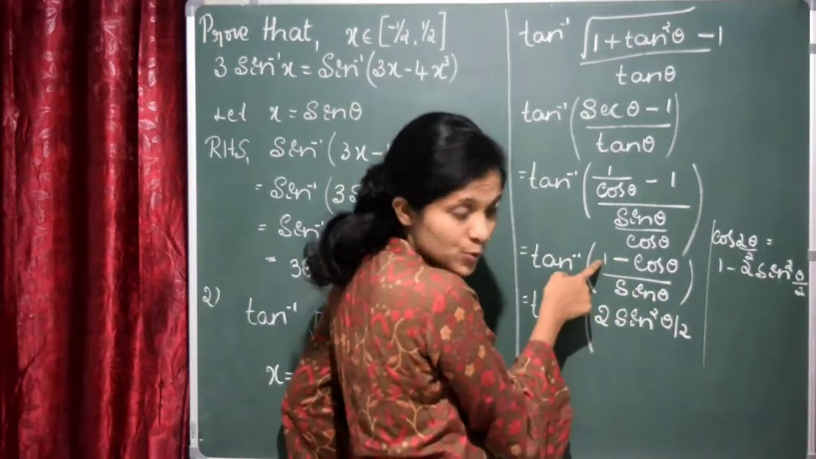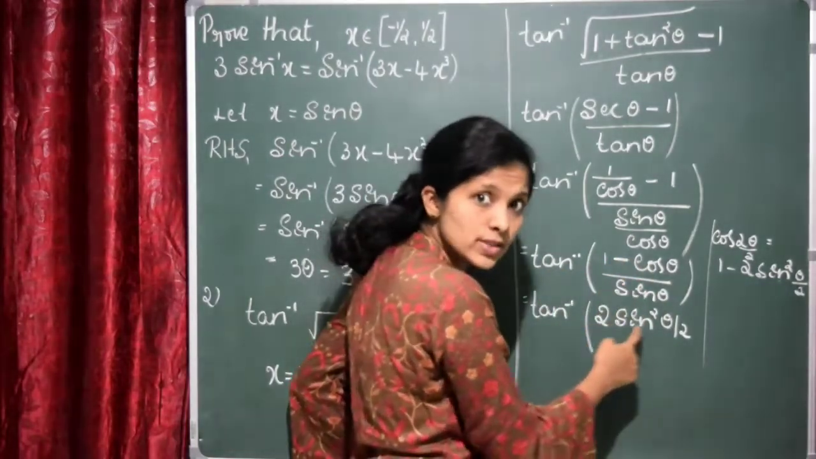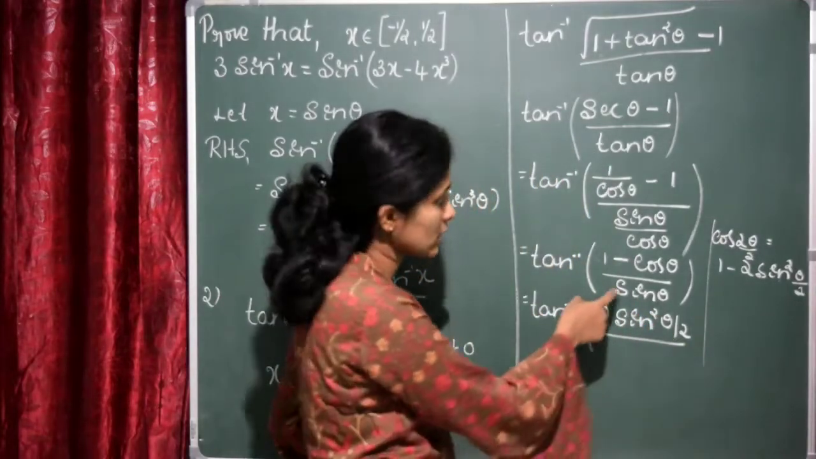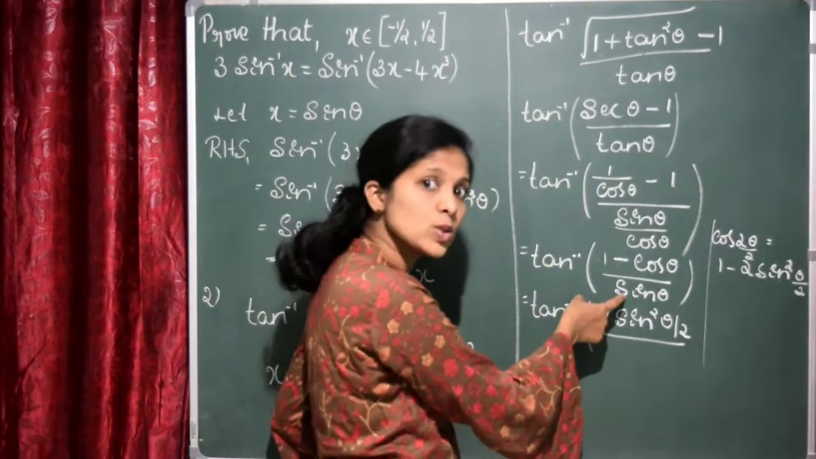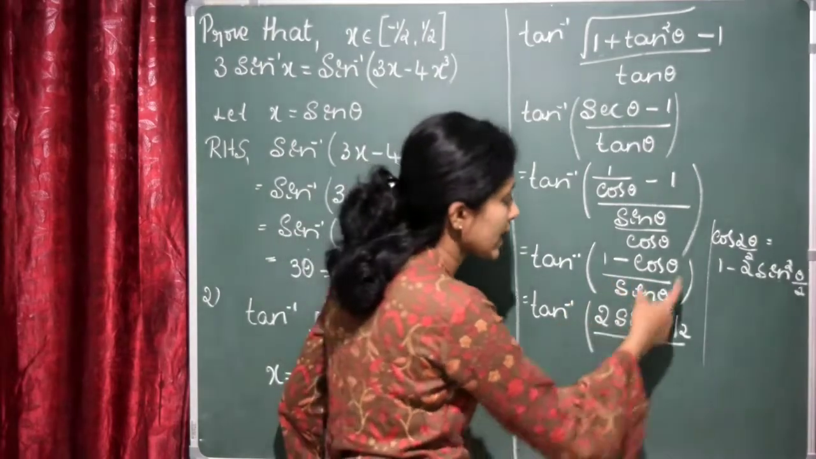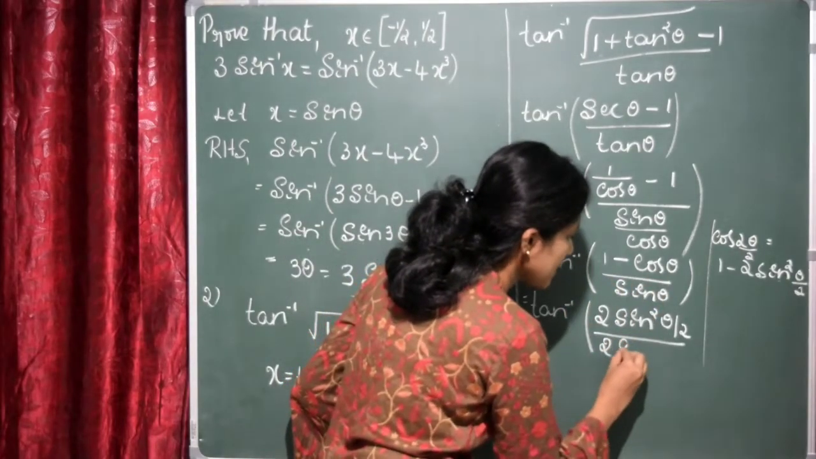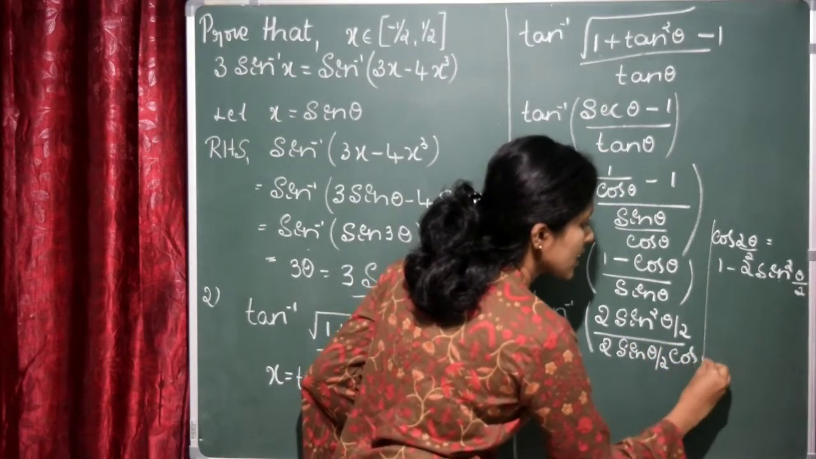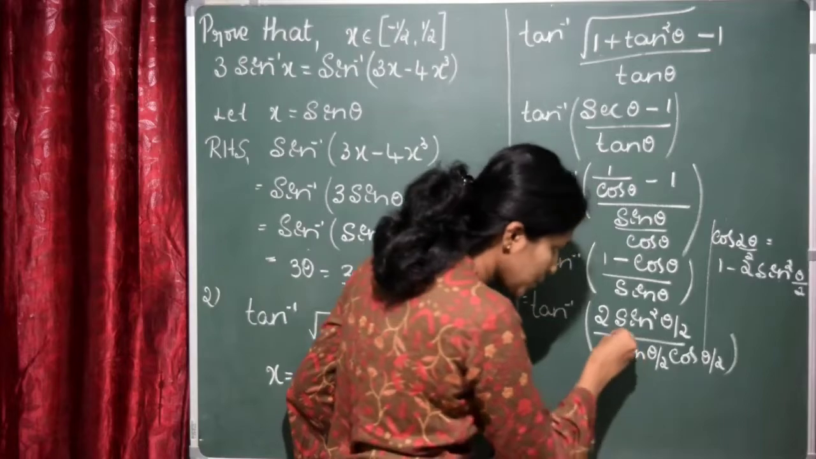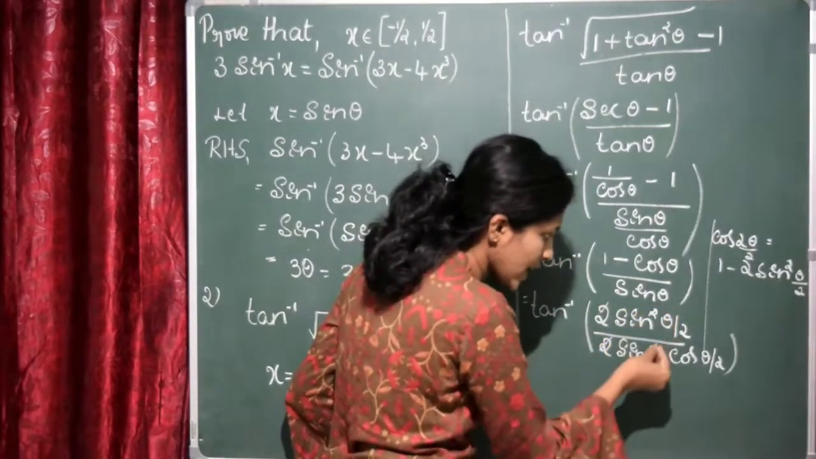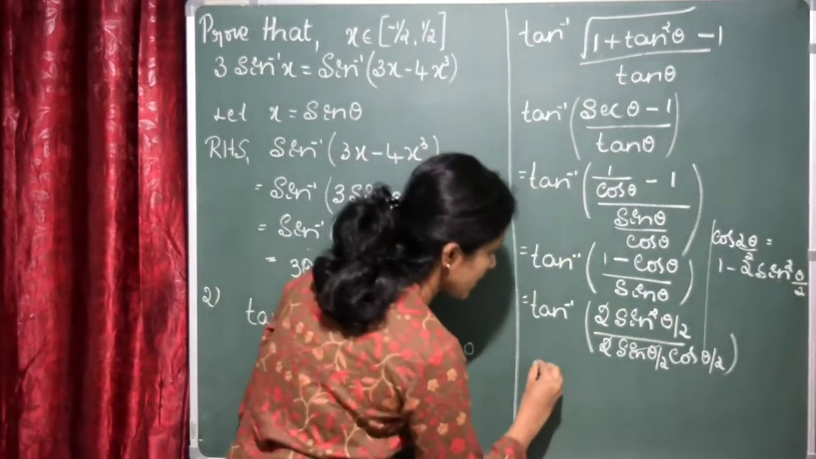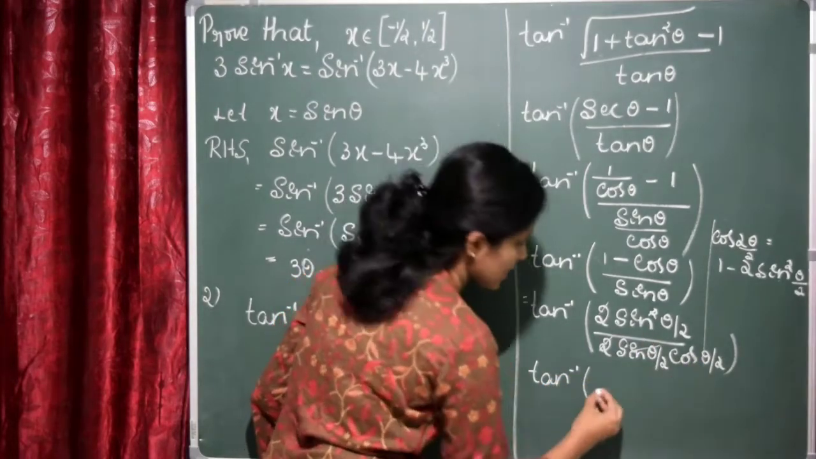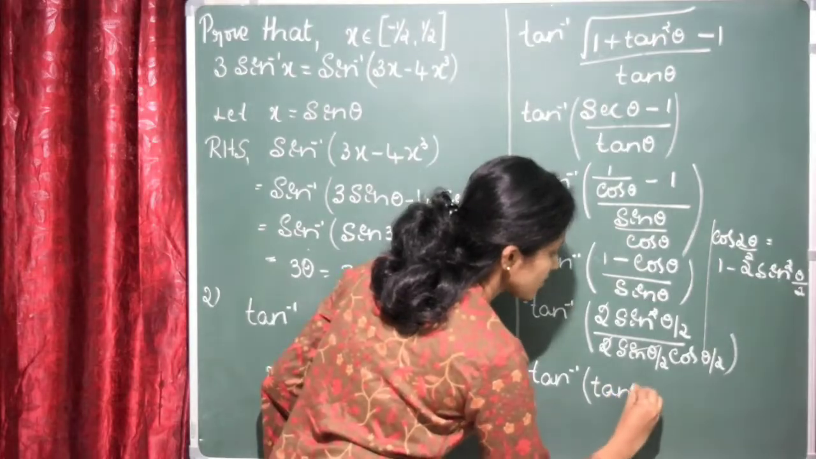So I have substituted 1 minus cos theta as 2 sin square theta by 2, divided by sin theta. In the last problem also I explained this: sin 2 theta is 2 sin theta into cos theta, so sin theta will be 2 sin theta by 2 into cos theta by 2. Here 2 and 2 will get cancelled, and one sin and sin will get cancelled. What is remaining? Tan inverse of sin theta by 2 divided by cos theta by 2. It is equal to tan theta by 2.